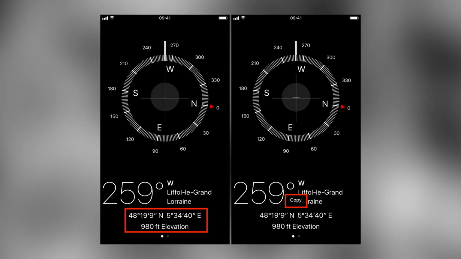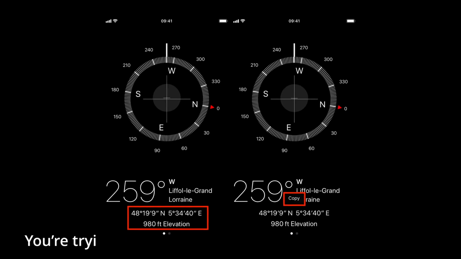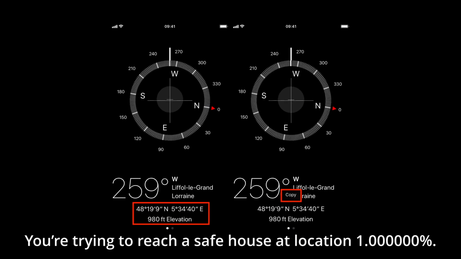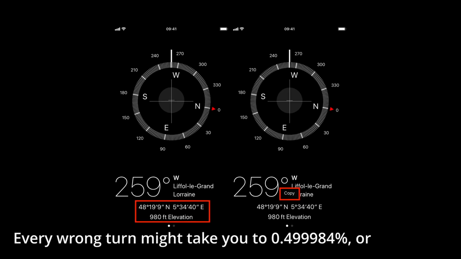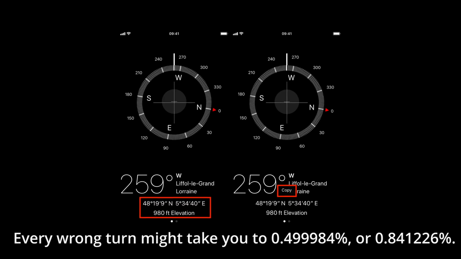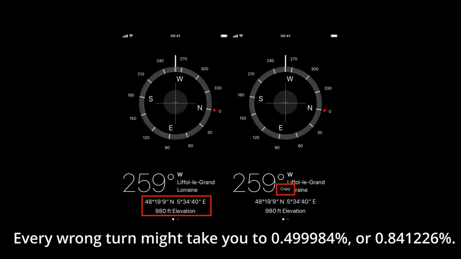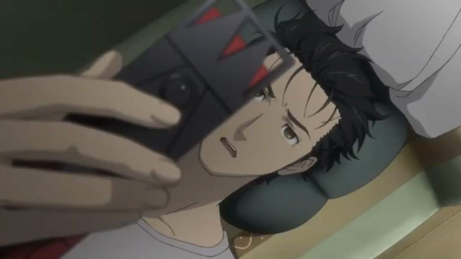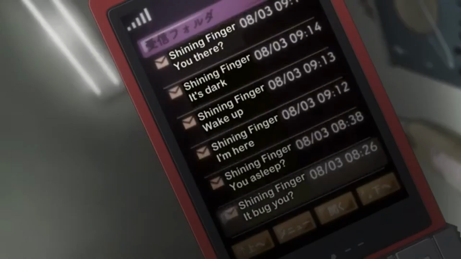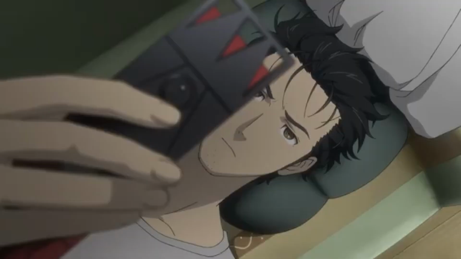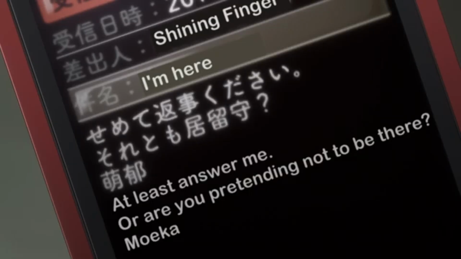Let's say you're walking in a dense fog with only a compass and GPS coordinates. You're trying to reach a safe house at location 1.000000%. Every wrong turn might take you to 0.499984% or 0.841226%. You don't know the full map. You only see the number. That's Okabe's life. Each D-mail he sends is a gamble, a small nudge in time, and he watches the divergence number like a heartbeat monitor, hoping it ticks in the right direction.